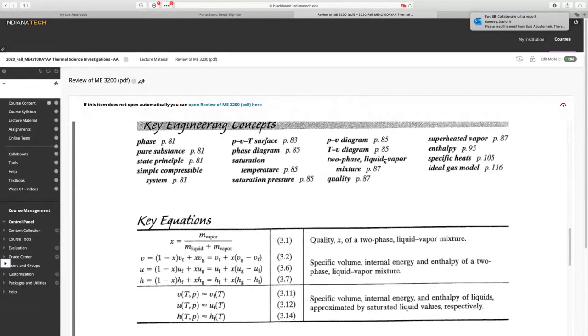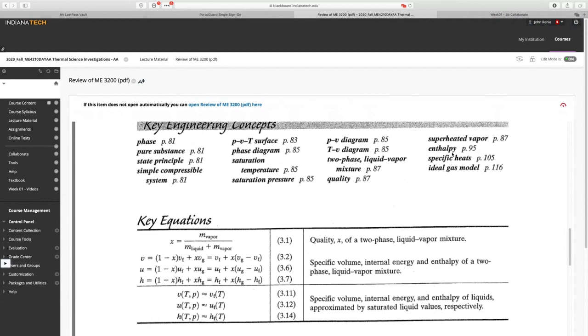When we are all liquid, we say that the quality is equal to 0. When it's all vapor, we say the quality is equal to 1 or 100%. Anything above that, it's superheated. Anything below that particular point, it's all liquid.